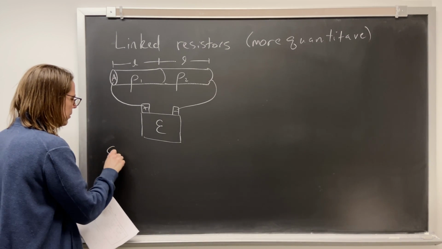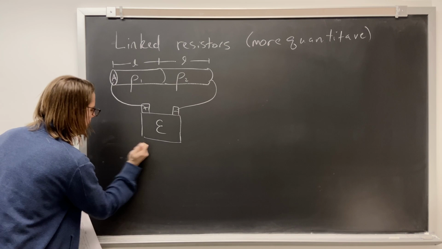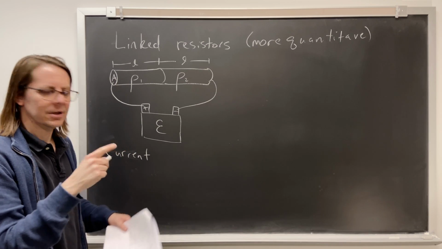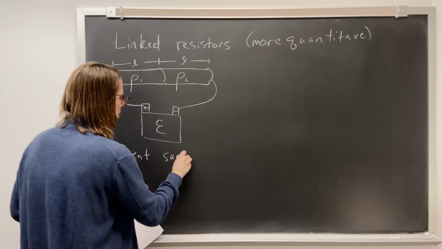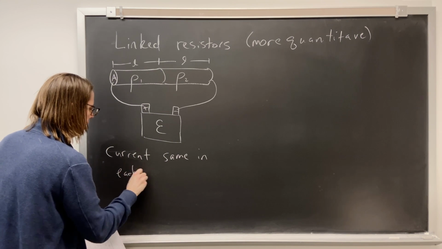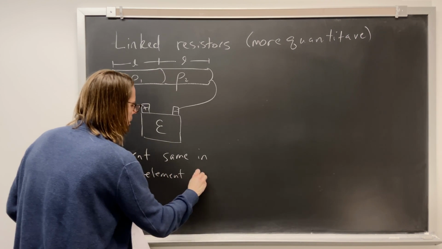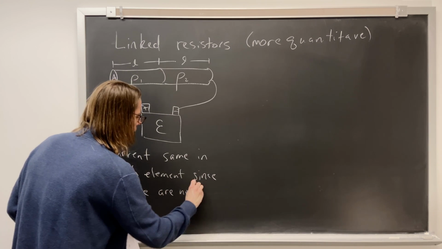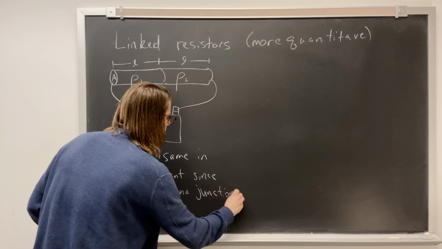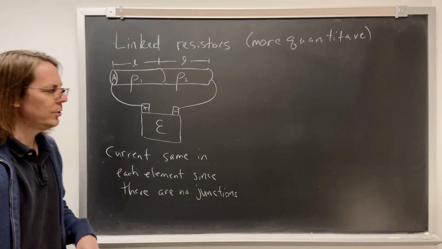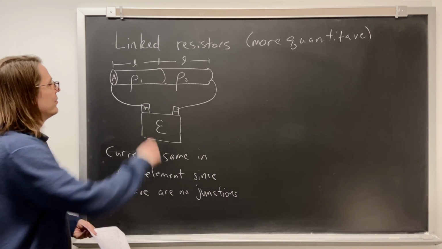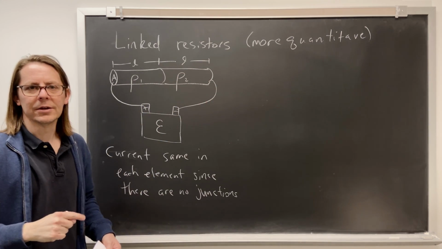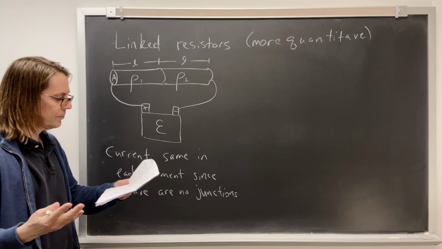So for the current, there's one fundamental idea here, and that's the current is the same in each element, since there are no junctions. As we know, the current is the flow of charge. We know charge is conserved, so current is conserved. So whatever current flows in that wire has to be the same current flowing there, flowing there, flowing there, flowing there. It can only change if you have a junction.